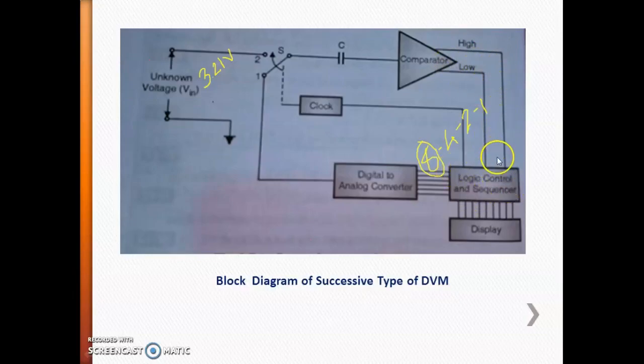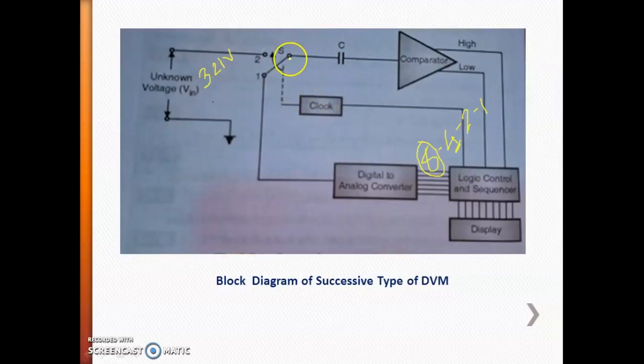Because of this high signal, the logic control and sequencer will be reset and it generates the next sequence, that is 4 volt. This 4 volt sequence code goes to the digital to analog converter, where it is converted into analog form. Now the switch is at position 1, so this analog signal, that is 4 volt, goes towards the capacitor and the capacitor is charged to 4 volt.